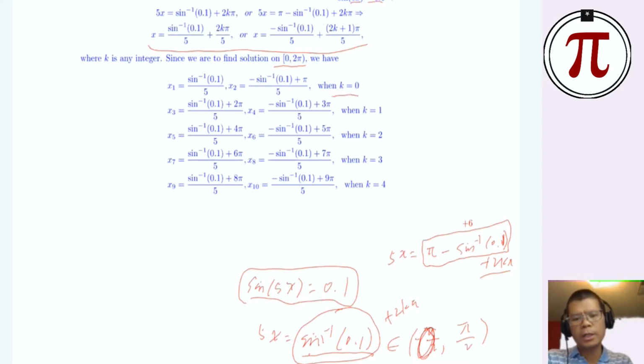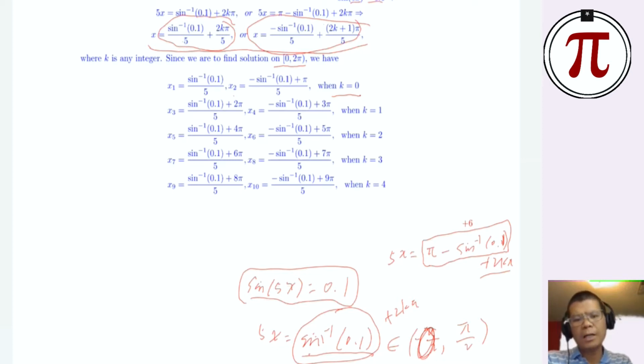Well, k is 0. So x1 is this one, x2 equals this. So basically, I'm going to apply this when k is 0, for x1 and x2. When k is 0, I know that x1 is sine inverse of 0.1 over 5, and x2 is going to be negative over 5. Does that make sense?